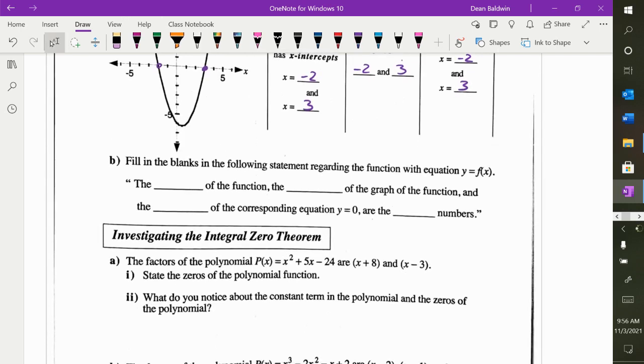I guess we might as well fill this out. So the zeros of the function, the x-intercepts of the graph, and the roots of the corresponding equation y equal to 0 are the same numbers.